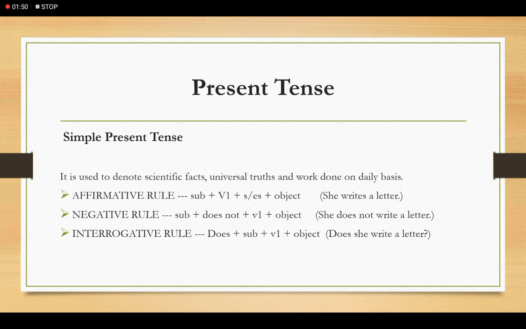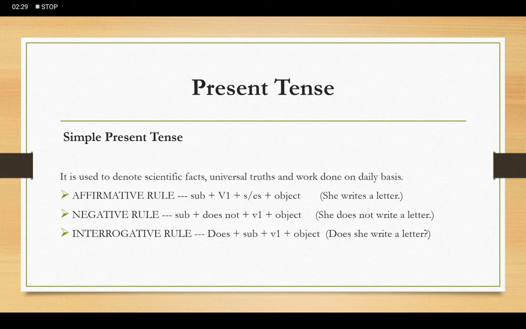Simple present tense is used to denote scientific facts, universal truths, and work done on a daily basis. Scientific facts, for example, we can say the earth rotates on its axis. You cannot change the tense of this sentence because this is a scientific or universal truth. Universal truths, for example, milk is white, birds fly.